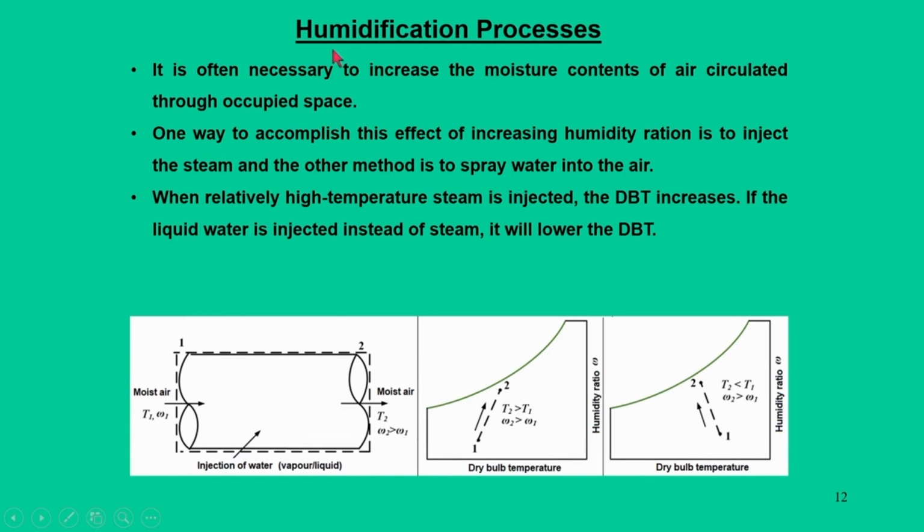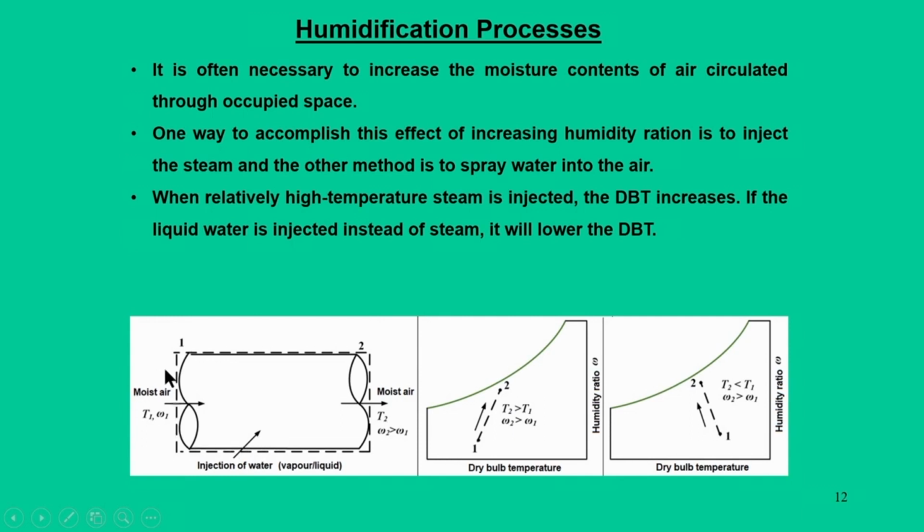The next process is the humidification process. Humidification is just opposite to dehumidification. Here we have to add water vapor into the moist air. This addition of water vapor into the moist air is possible by two means. One is to add it in the form of water vapor, and the other is to add it in the form of liquid. That means you can spray it as a liquid jet or as a steam jet. So, there are two ways in which we can add it.